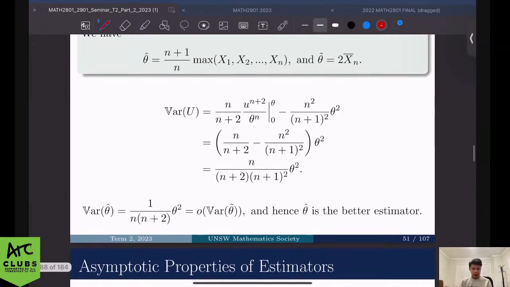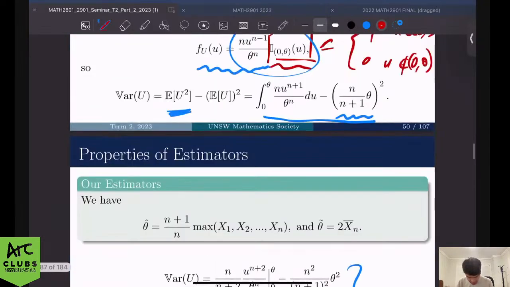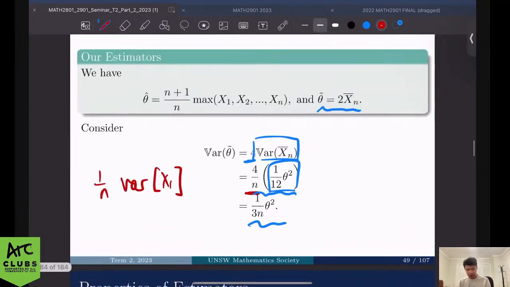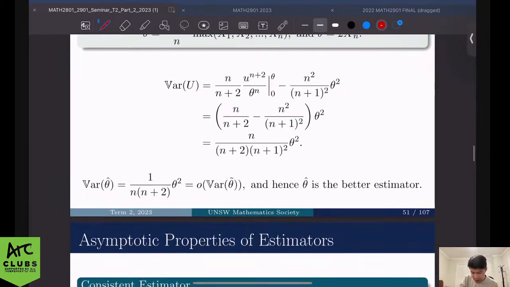Yeah. So just remembering what the other one was. I said that, but then I've actually forgotten. So what was the other one? 1 on 3n times theta squared. The other one is 1 on 3n times theta squared. And so the question is, which one is actually bigger?